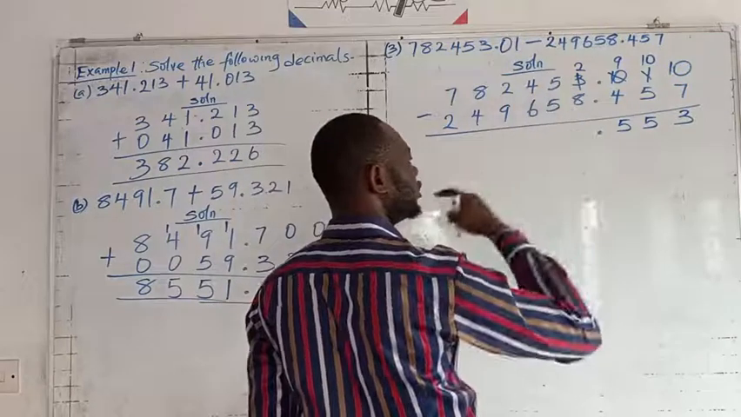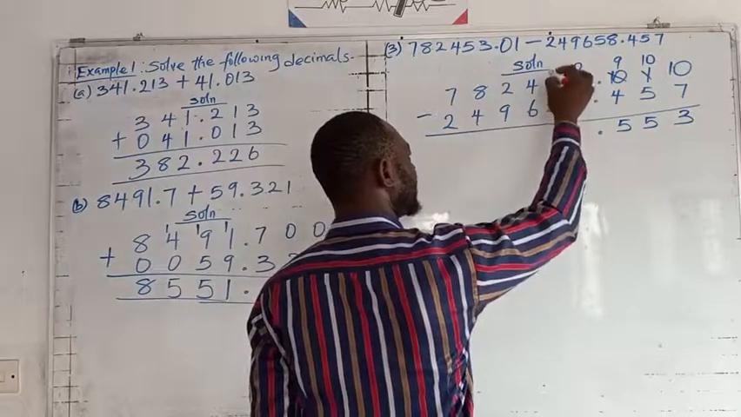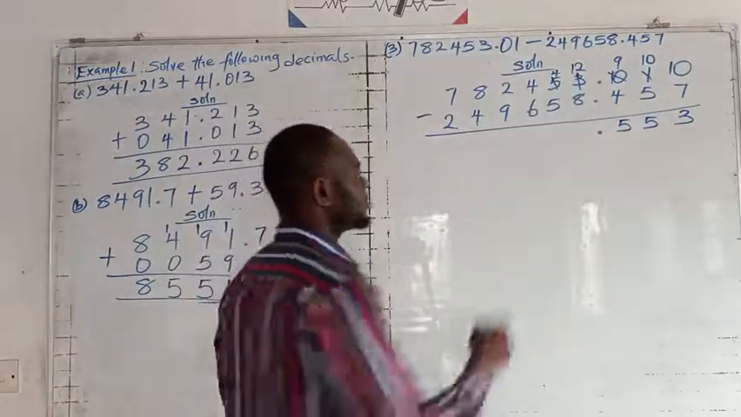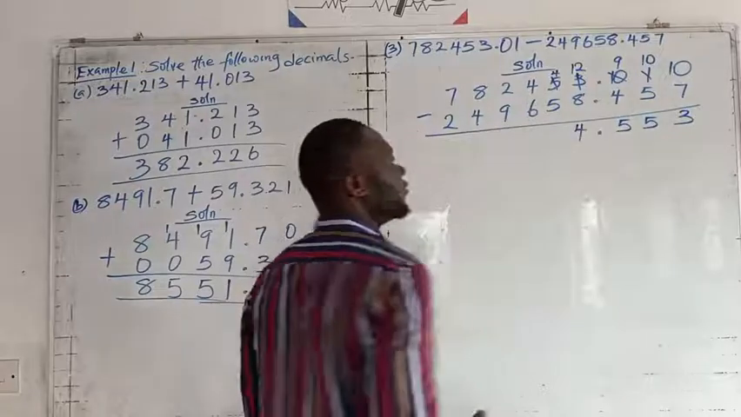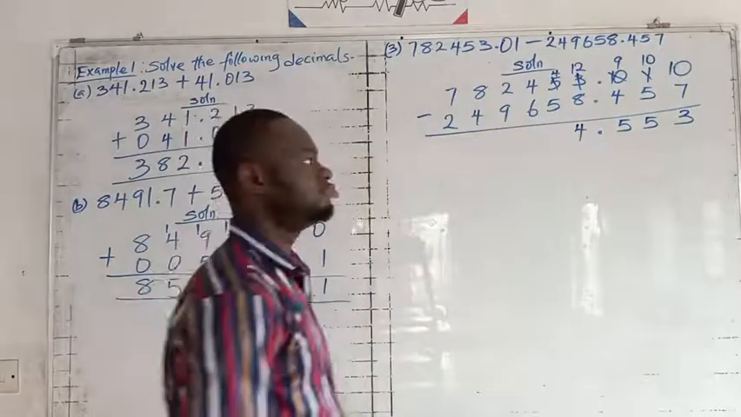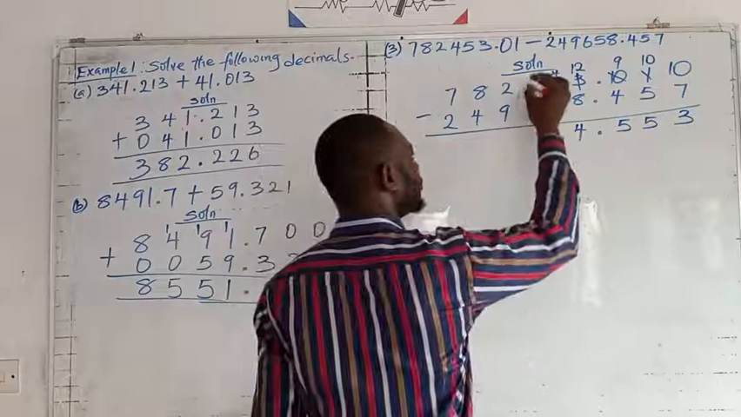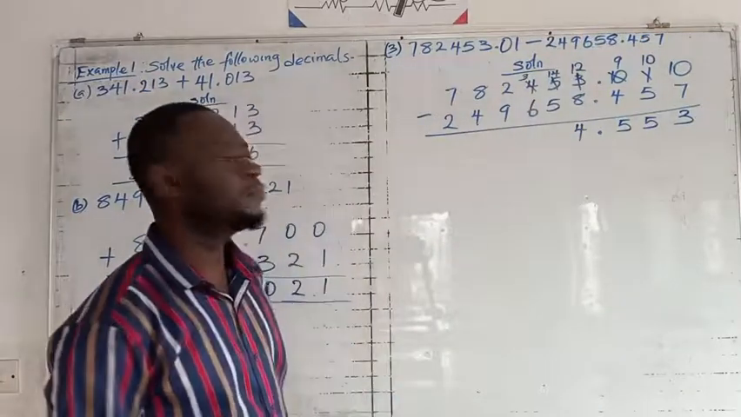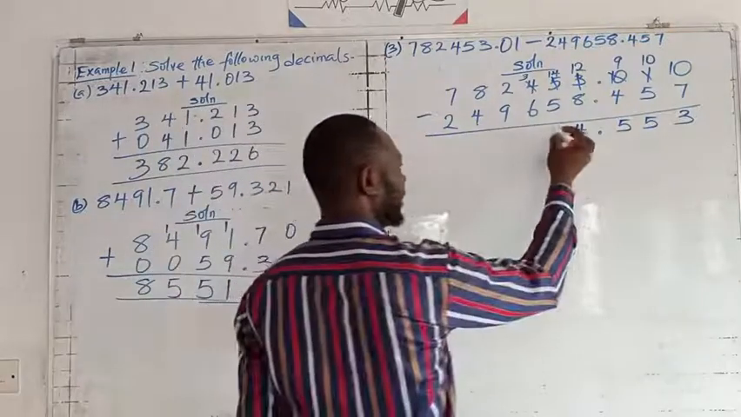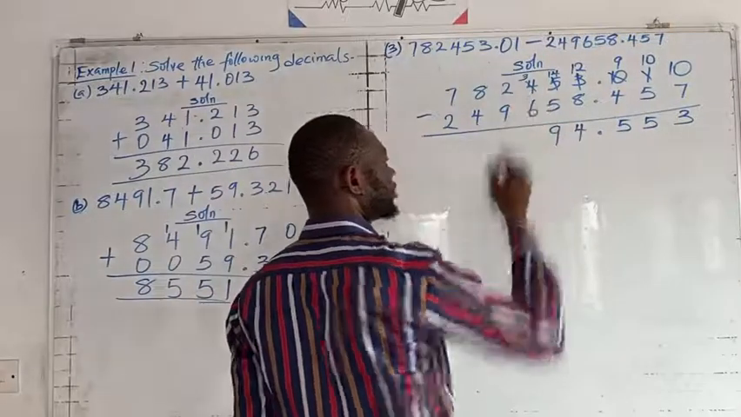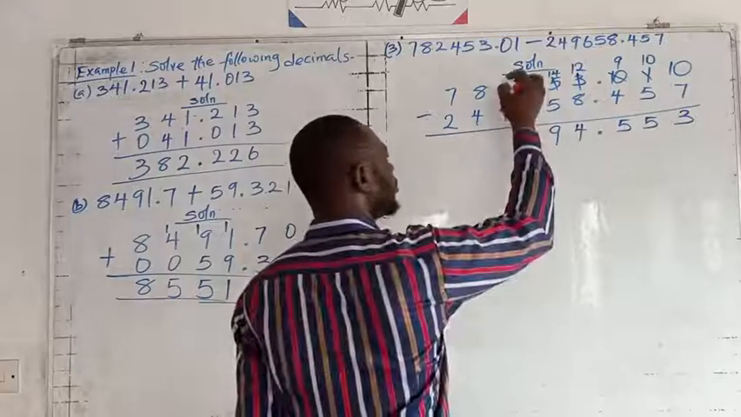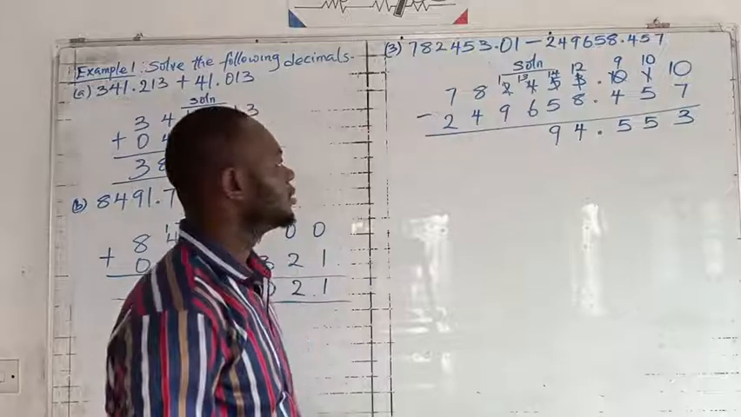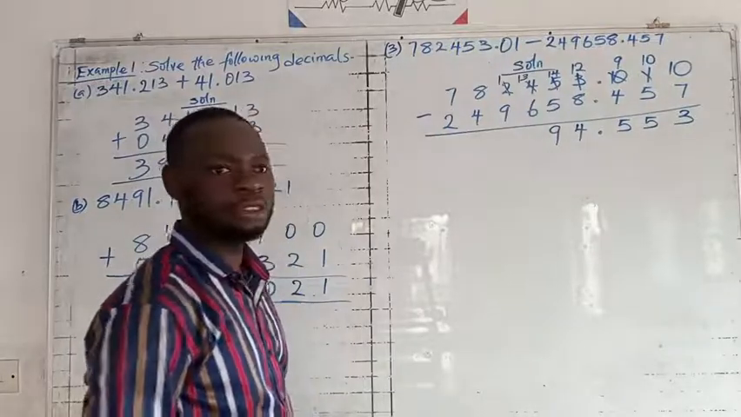2 minus 8, can it go? No. You borrow 1 from 5, 4 remains, put that 1 here, becomes 12. 12 minus 8, 4. 4 minus 5, can it go? No. We borrow 1 from 4, 3 remains, put that 1 here, it becomes 14. 14 minus 5, 9. 3 minus 6, can it go? No. You borrow 1 from 2, 1 remains, put that 1 here, it becomes 13. 13 minus 6 is what? 7.